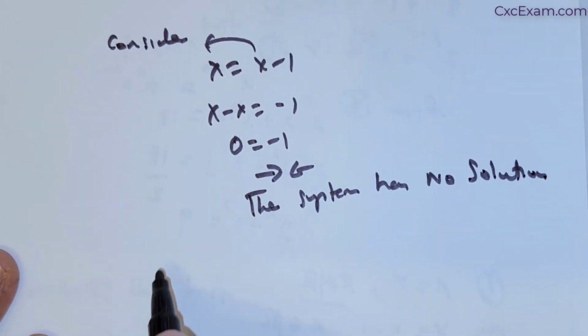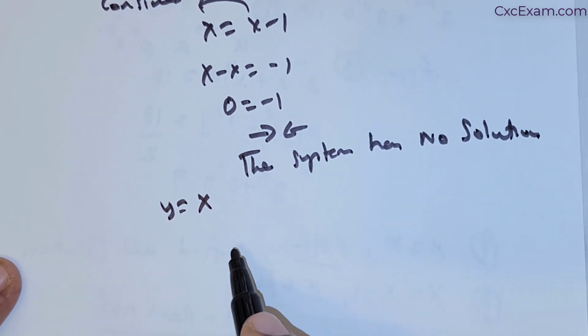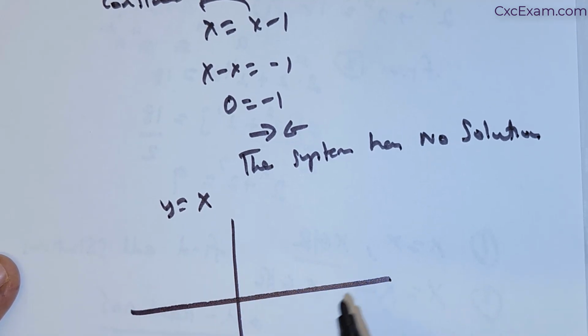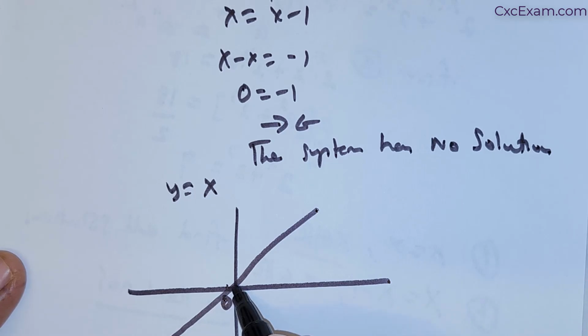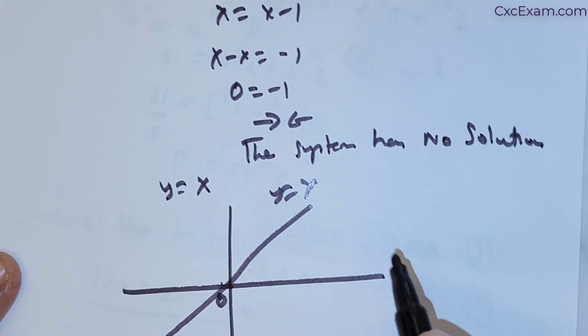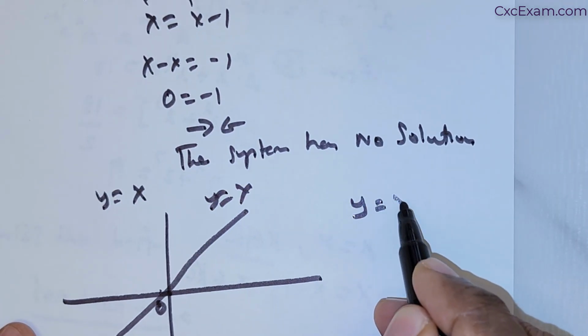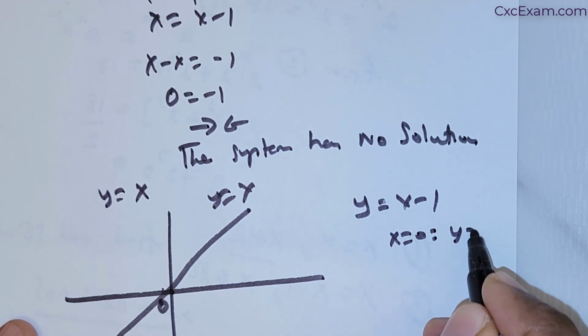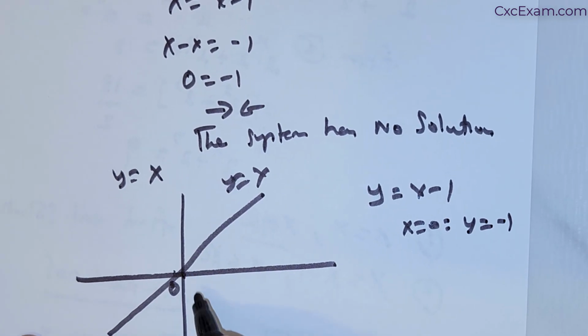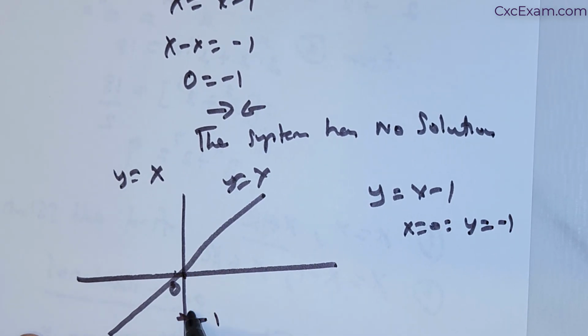So what is the meaning of this? Suppose you're drawing a graph of y = x. So this is the straight line graph. y = x is this, passes through the origin. Now the next graph is y = x - 1. So for this, when x = 0, y = -1.